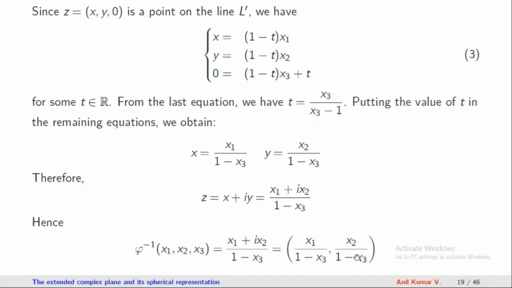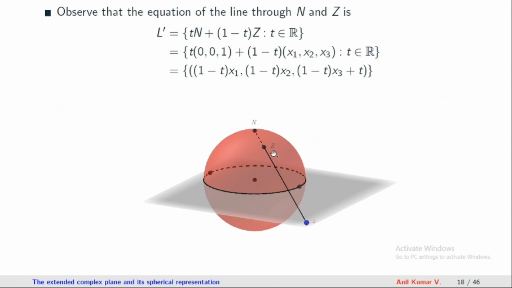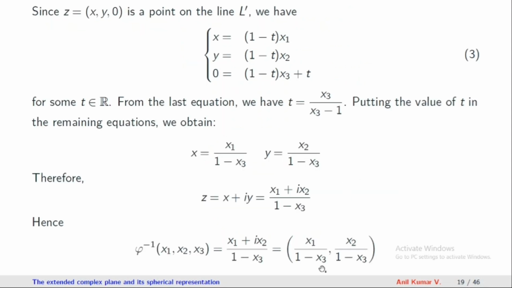And this function has two components, namely f1 and f2. Note that x3 is not equal to 1. Here x1, x2, x3 are the coordinates of the point z, and z is not equal to N. Therefore, f3 is not equal to 1. This means that the components f1 and f2 are continuous functions, and therefore the function phi inverse is a continuous function.